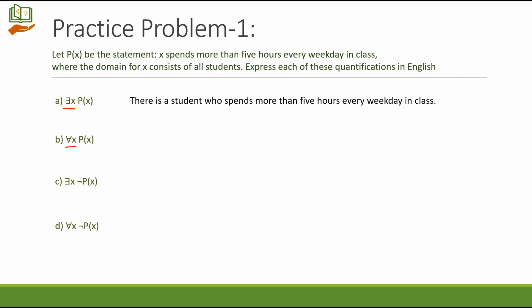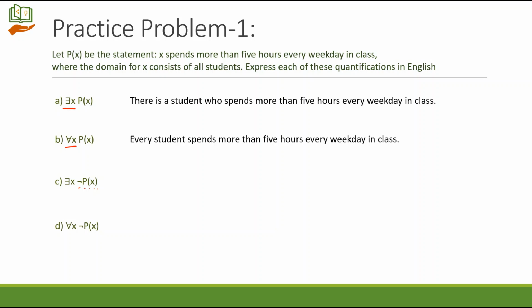We can say every student spends more than 5 hours every weekday in class. Now we have existential quantification along with negation of this particular p of x. So what is p of x? Spending more than 5 hours. Negation of p of x will be not spending more than 5 hours.